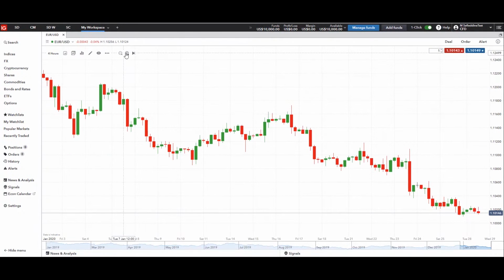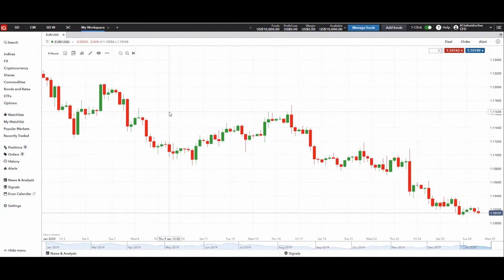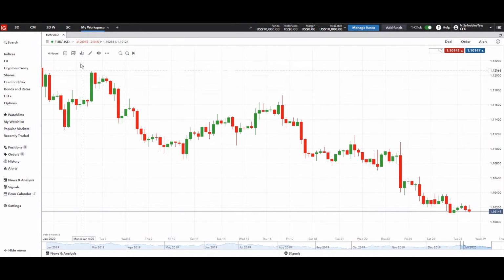Now you can scroll with your mouse, or if you don't have a mouse or if you don't want to scroll using it, you can zoom in and zoom out using those functions right over there.